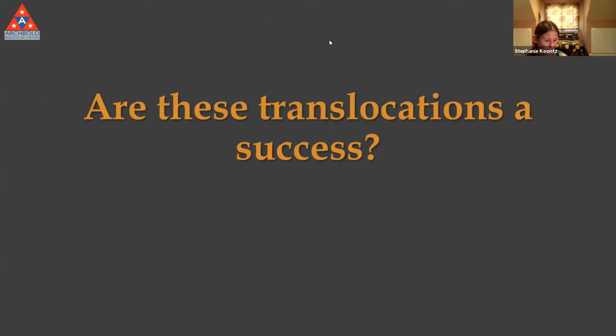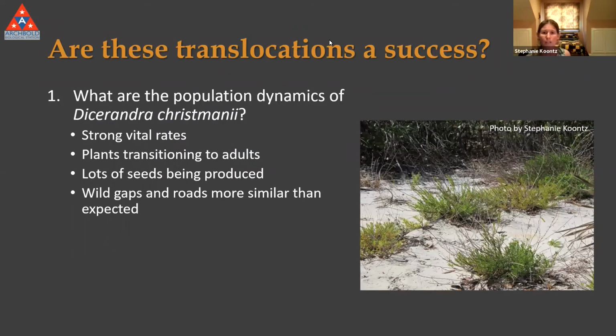So going back to our questions, we want to know if these translocations were a success. Starting with our first question, what are the population dynamics of Dicerandra christmanii? We saw really strong vital rates across all 4 management treatments. We saw plants transitioning through those stages, from the seed stage to the yearling stage and into adulthood, and surviving as adults. We also saw a lot of seeds being produced. So there's a very healthy seed bank that exists out there.